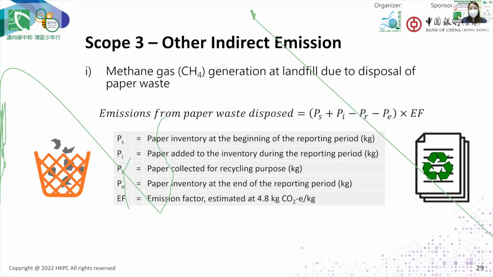The calculations are similar to the refrigerant consumption that I've mentioned before. We will calculate the paper waste that we disposed and subtract the paper that we have recycled, and then the rest will be the total amount of paper waste that we disposed to the landfill, and then we multiply by the emission factor to get the emission of carbon greenhouse gases from the paper waste disposed.